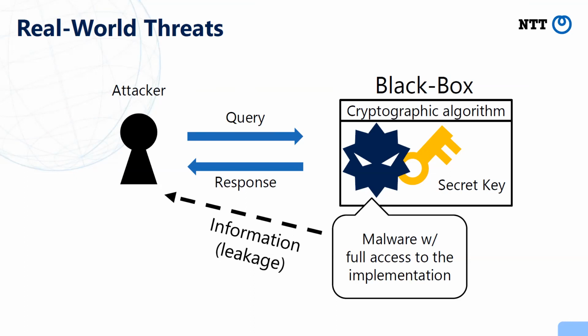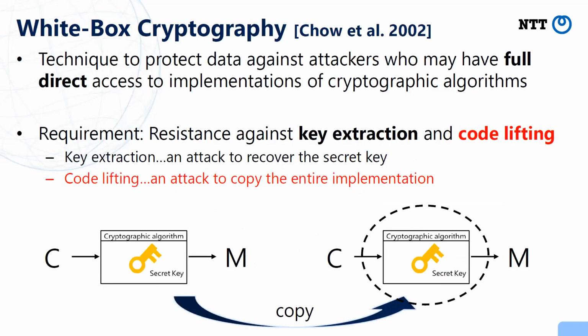White box cryptography is a technique to remedy such a situation. I mean, white box cryptography is a technique to protect data against attackers who may have full and direct access to implementations of cryptographic algorithms. In white box cryptography, there are two major requirements. The first is resistance against key extraction, and the other is resistance against code lifting. Key extraction is an attack to recover the secret key, and code lifting is an attack to copy the entire implementation.